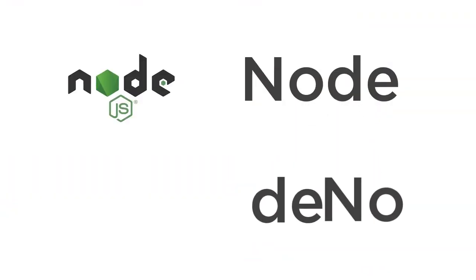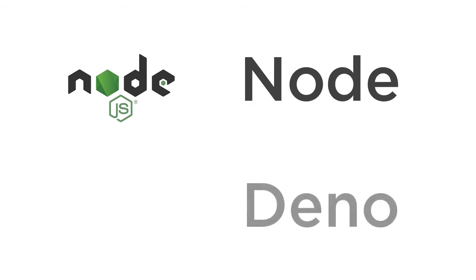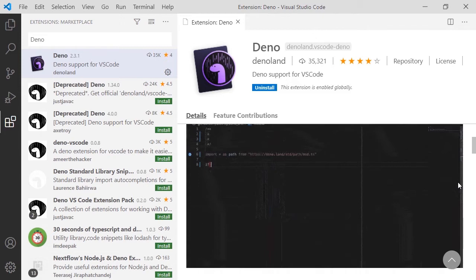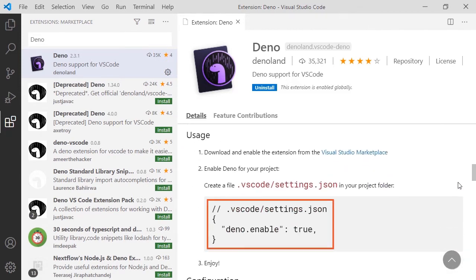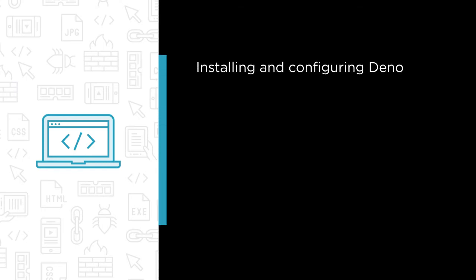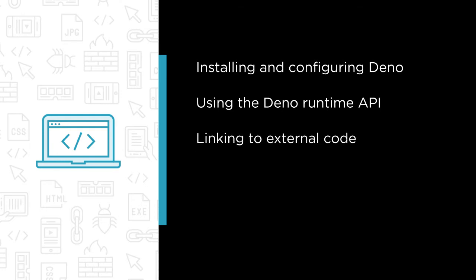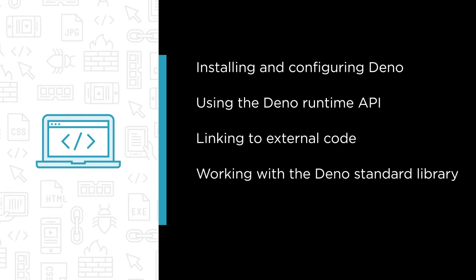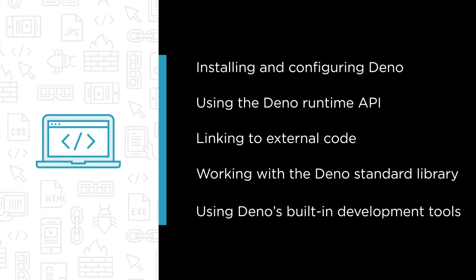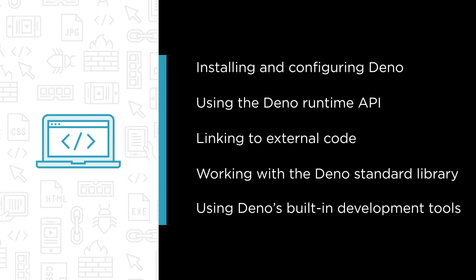Deno is an exciting new runtime for JavaScript and TypeScript designed to help you reduce complexity and create modern, secure apps with great built-in tooling. Some of the major topics that we'll cover include installing and configuring Deno, using the Deno Runtime API, linking to external code, working with the Deno standard library, and using Deno's built-in development tools.